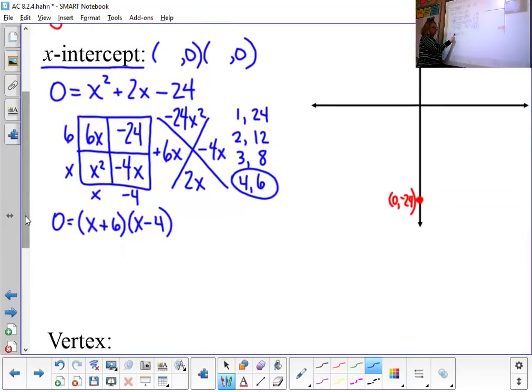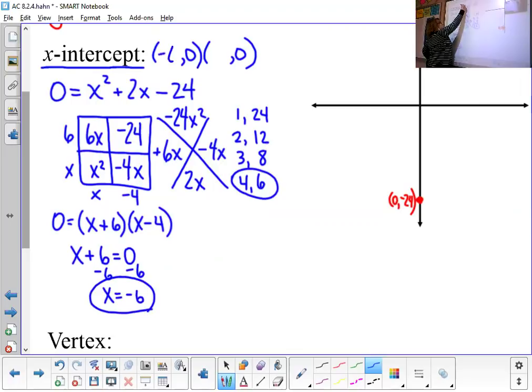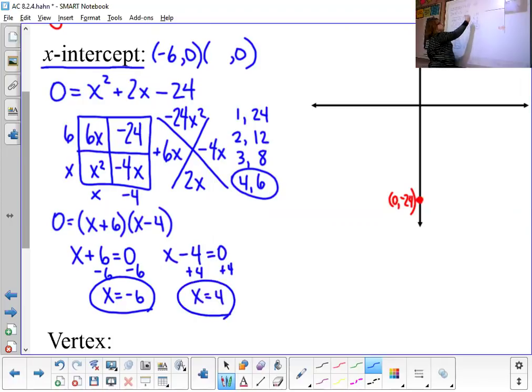So the zero product property tells us that if I have two things that multiply and equal 0, one of them has to be 0. So I'm going to say, well, what if x plus 6 is the parenthesis that equals 0? Subtract 6 from both sides, and I get x equals negative 6. There's one of my x-intercepts, so I'm going to put that up there, negative 6, 0. Or what if x minus 4 is the one that equals 0? Add 4 to both sides, and I get x equals 4. So there is my other x-intercept.